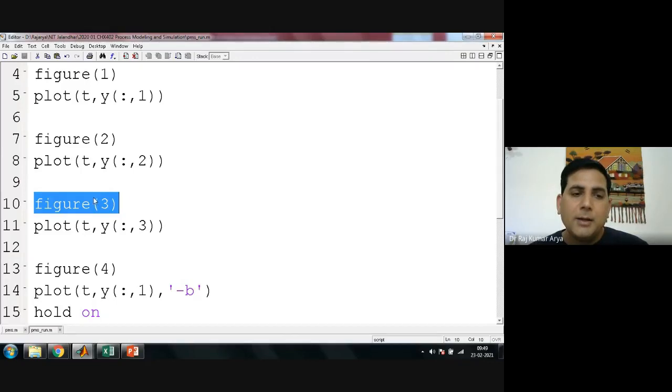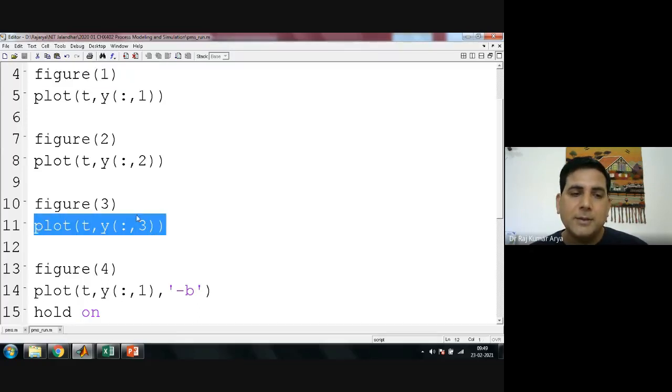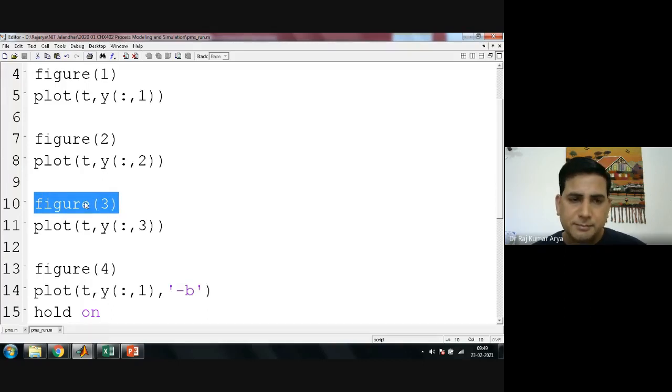Now, if you have not given a figure number, let's say you forgot to give the figure number here, here, and here, then it will only show you the last figure. Your earlier one will disappear. It will only show the last figure. Therefore, to identify them, just define their figure numbers.